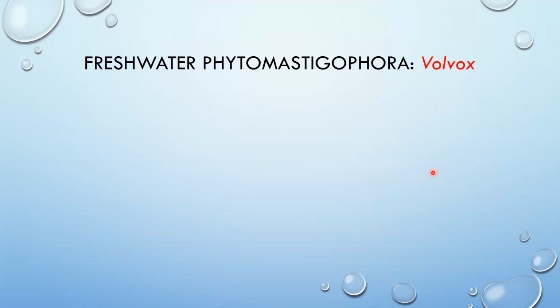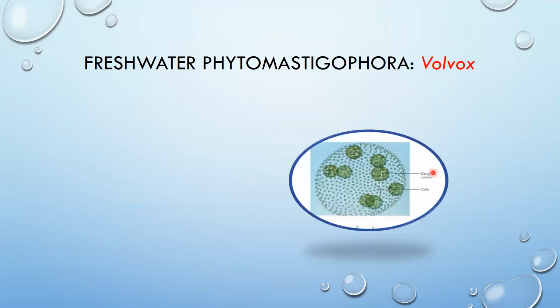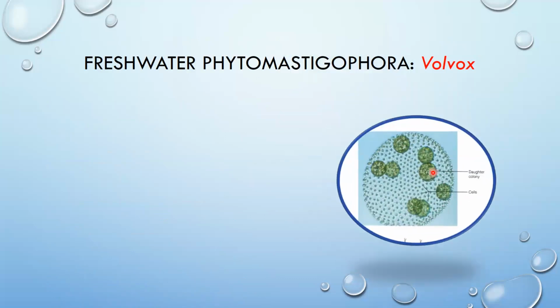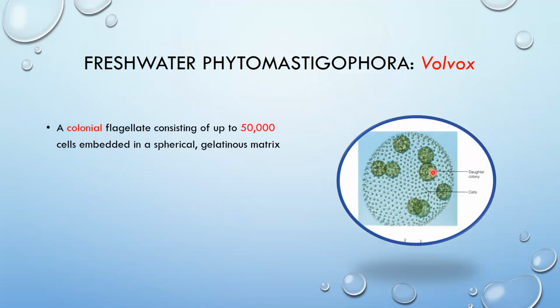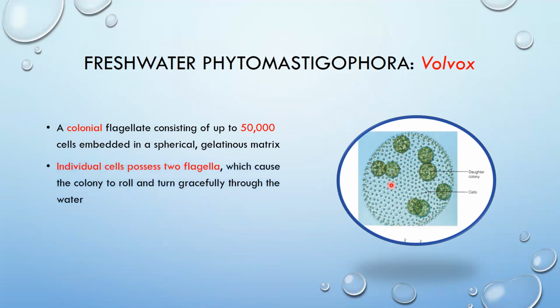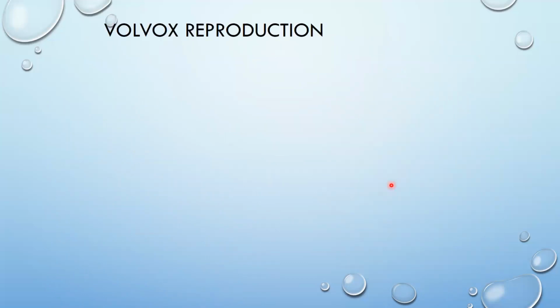Now, the freshwater Phytomastigophora Volvox. Volvox is a colonial flagellate consisting of up to 50,000 cells embedded in a spherical gelatinous matrix. So there are up to 50,000 cells in one colony of the Volvox. Individual cells possess two flagella, which cause the colony to roll and turn gracefully.